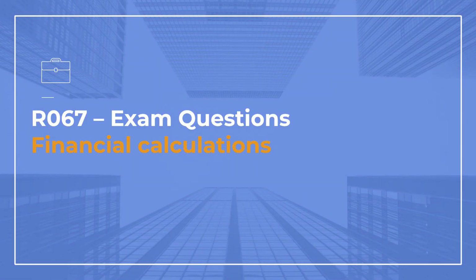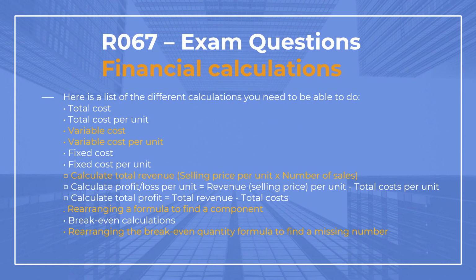This video is to help you with your financial calculations for the exam questions in R067 for Enterprise and Marketing. This is a list of all the different calculations that you need to be able to do. Things like total costs, variable cost, fixed cost calculations, revenue, profit and loss, how to rearrange a formula to find one particular part, break-even calculations, and rearranging the break-even quantity to find a missing number.